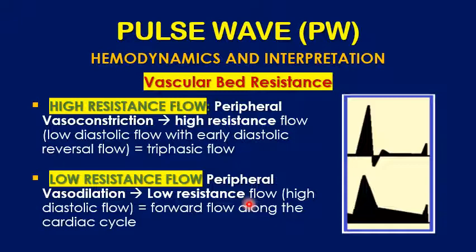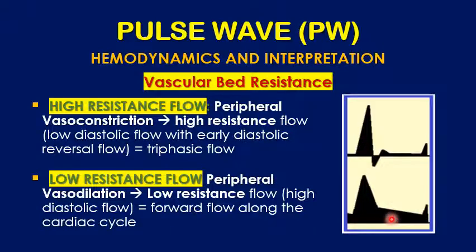So what happens is the flow will keep going forward in systole and diastole. Some people call it the forward flow along the whole cardiac cycle. What is the cardiac cycle? We have systole and diastole. Both systole and diastole are forward flow. So I'm getting what you call forward flow along the whole cardiac cycle.